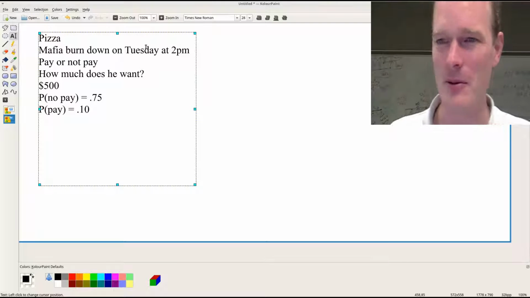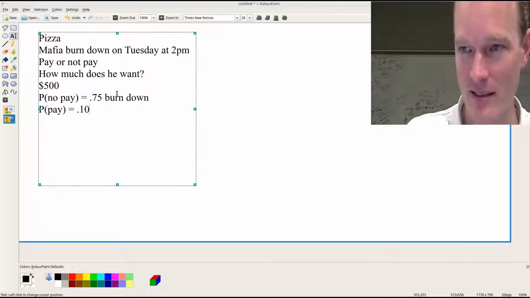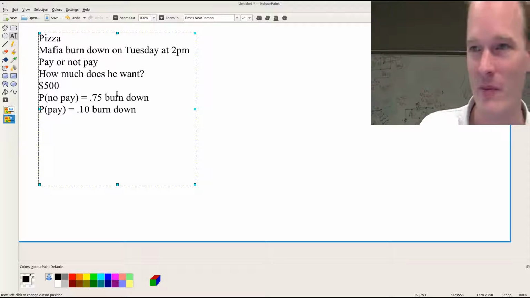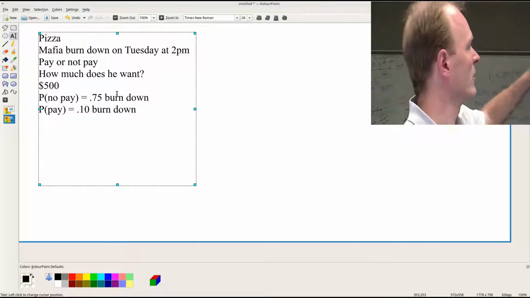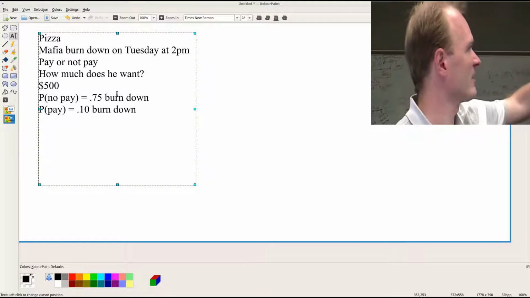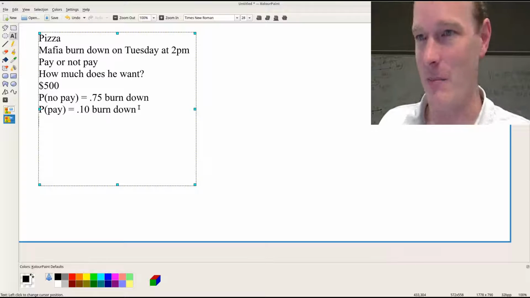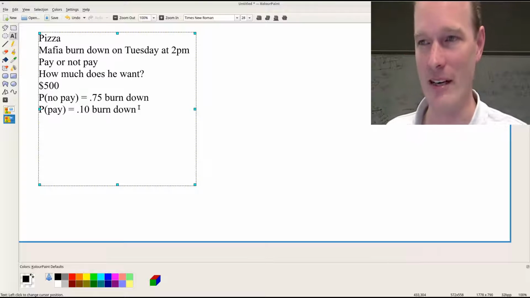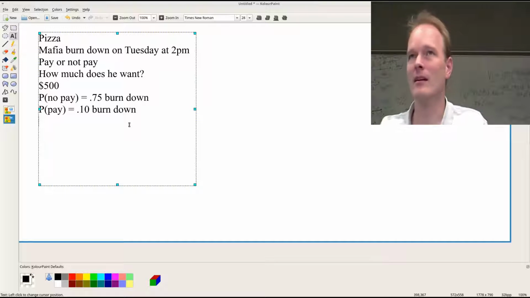Wait. Should these numbers add up to 1? They're both saying the probability that you'll burn down. The probability that you won't burn down is 1 minus these things. And there's two possibilities, right? If you don't pay, there's a 25% chance that you'll be fine. And if you pay, there's a 90% chance that you'll be fine. Okay? What other information do we need to solve this problem?